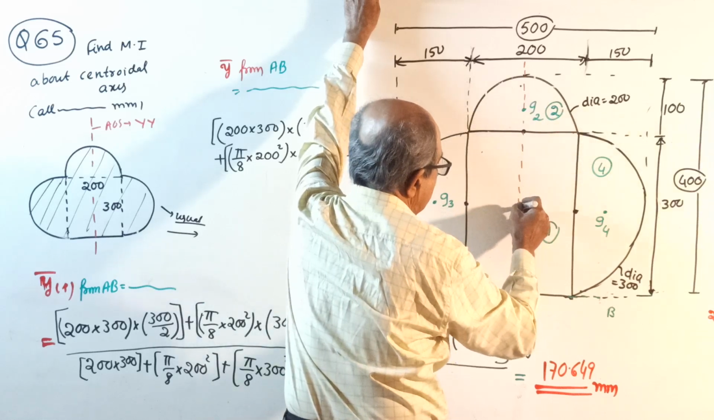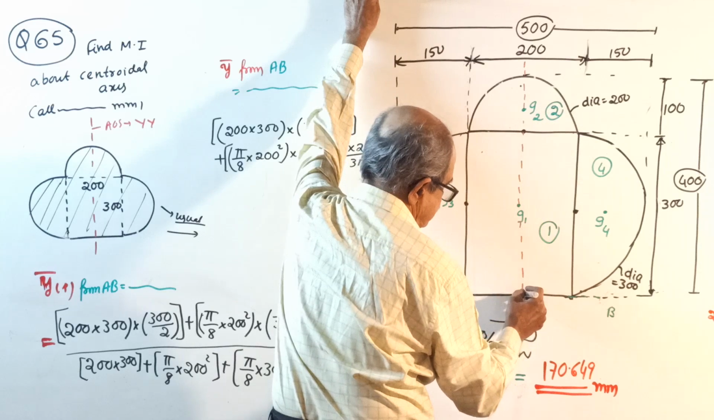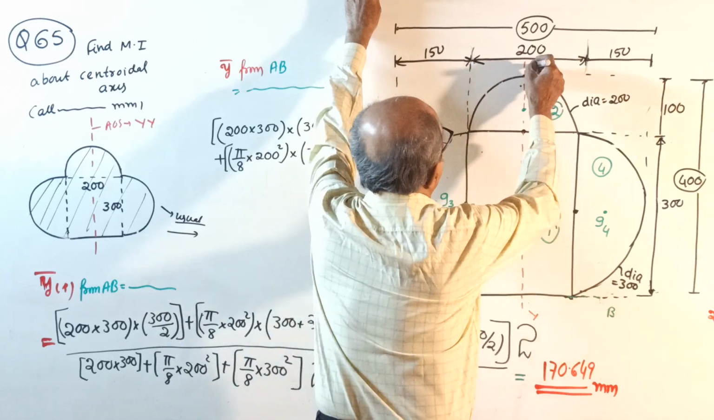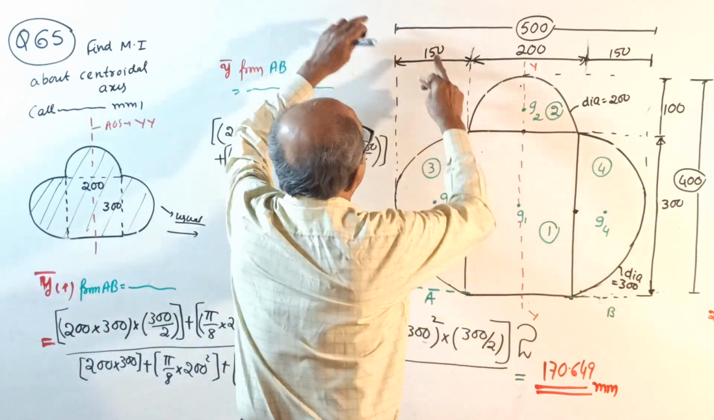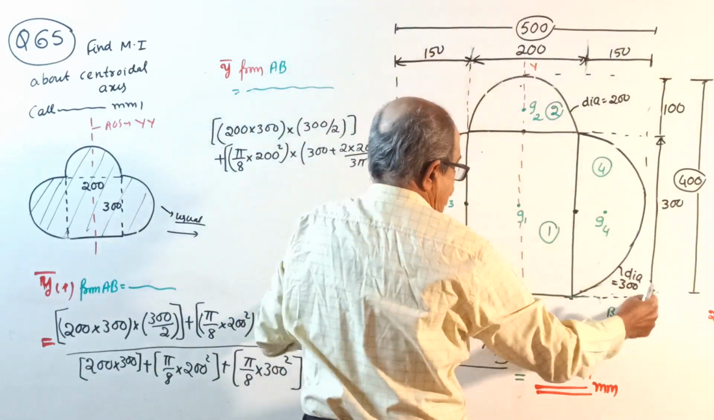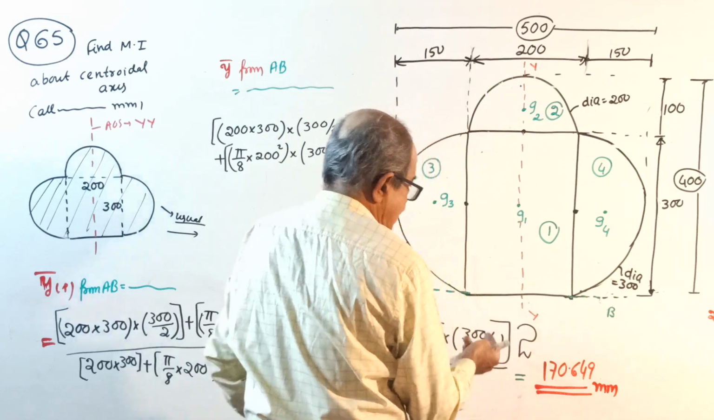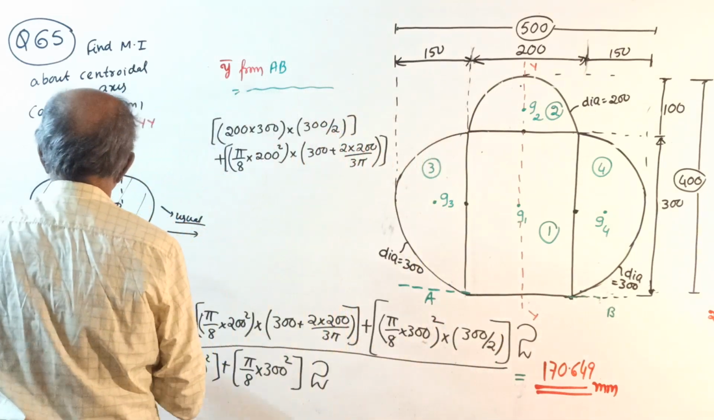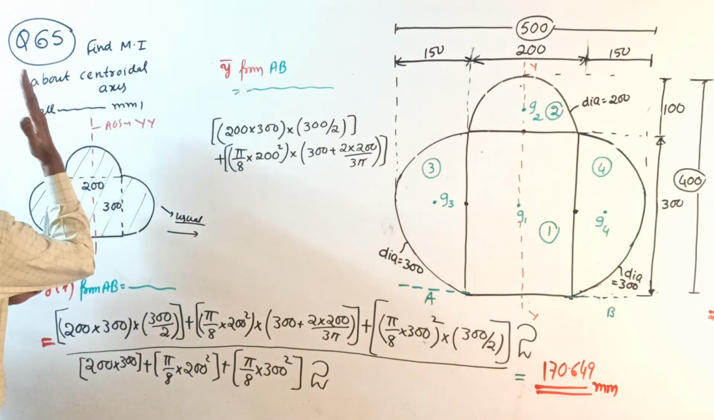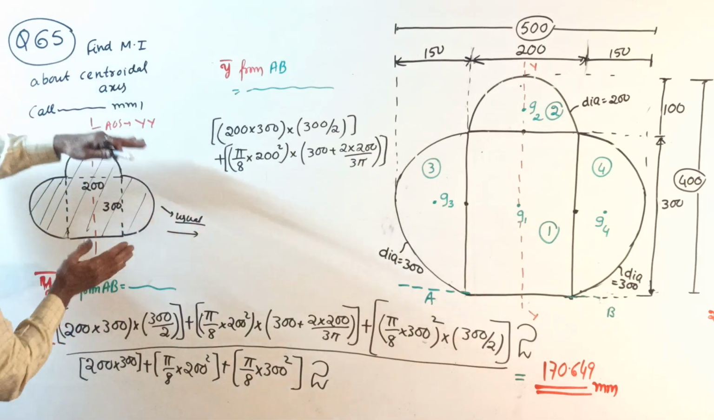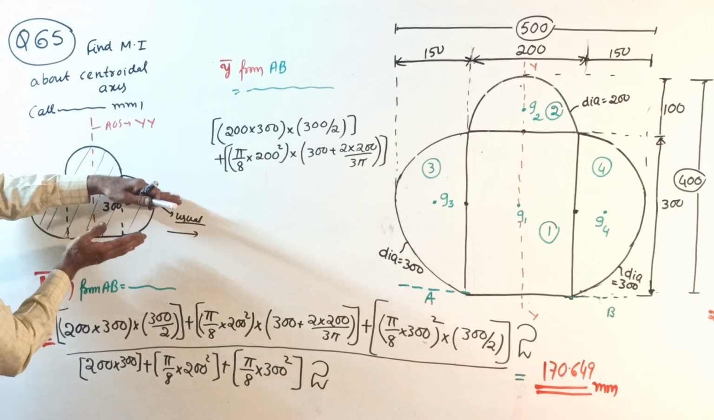See, YY. If you want distance, the total is 500. From the extreme end, both will be 250, 250. I will enter later. Okay, now, this is symmetrical about YY, but not about XX. So to locate XX, you require Y bar.